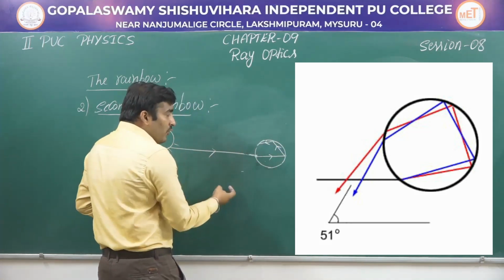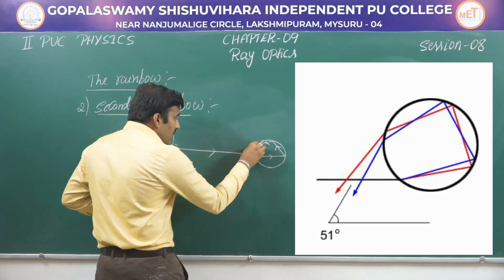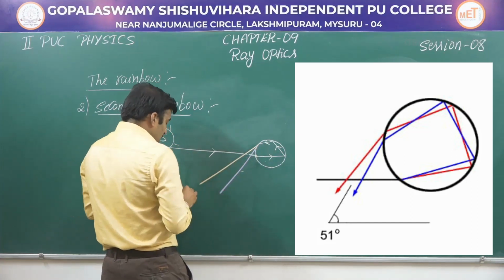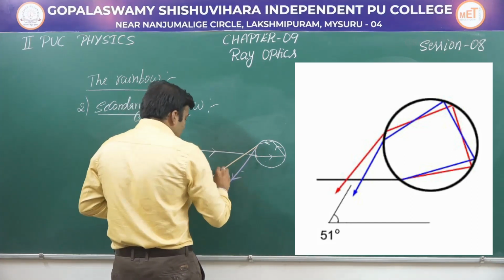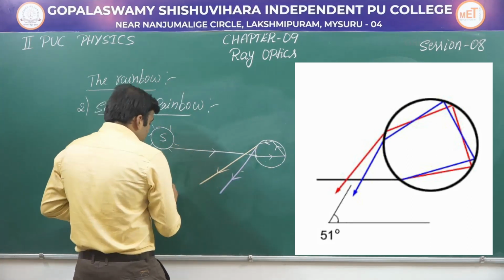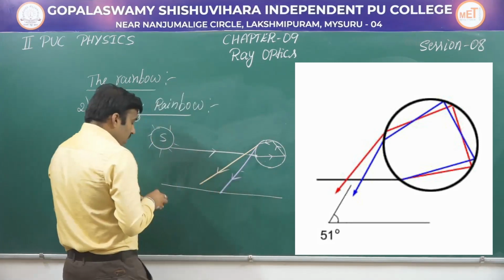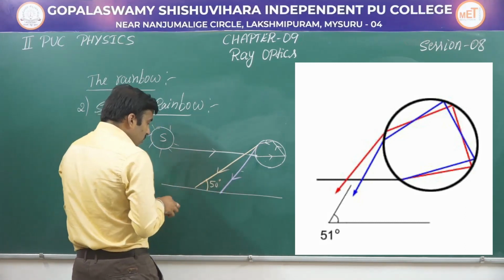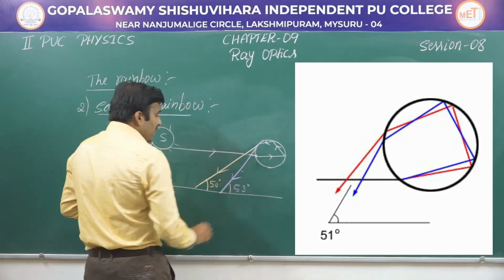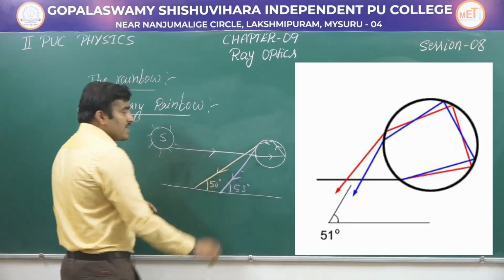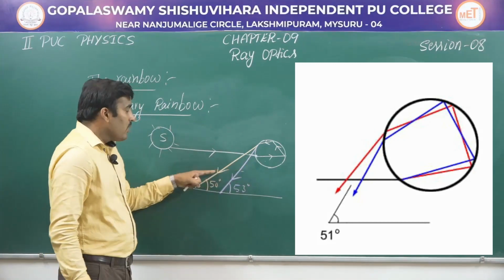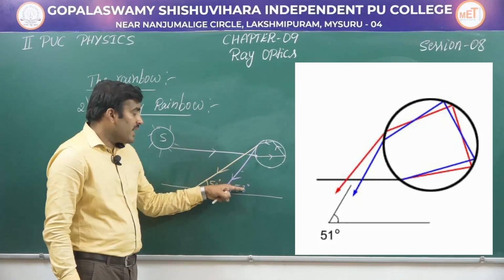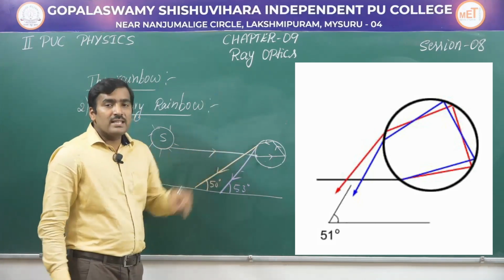Now while coming out of this, a red color will appear at the top and a violet color at the bottom. If you observe from this direction, you can see that the red color has an angle of 50 degrees and the violet color has an angle of 53 degrees with respect to the direction of incident light. In the case of a secondary rainbow, red color is at the top, making an angle of 50 degrees, and violet color is at the bottom, making an angle of 53 degrees with respect to the incident direction.